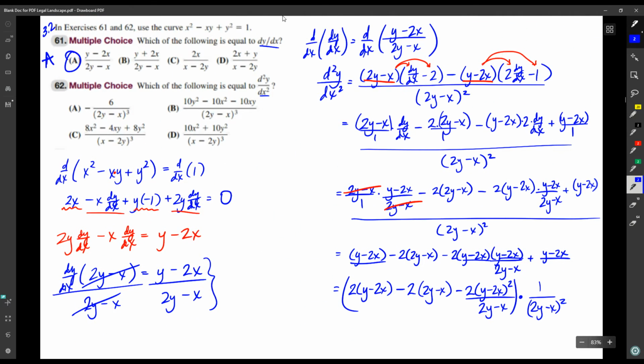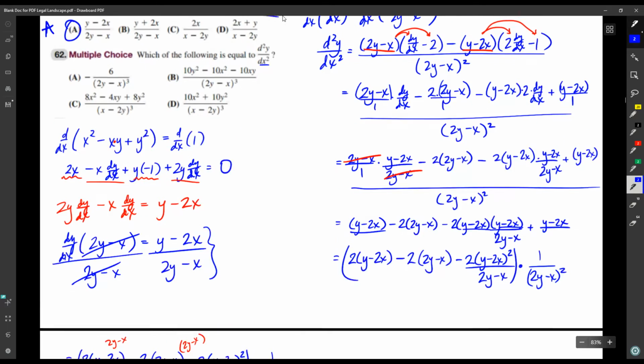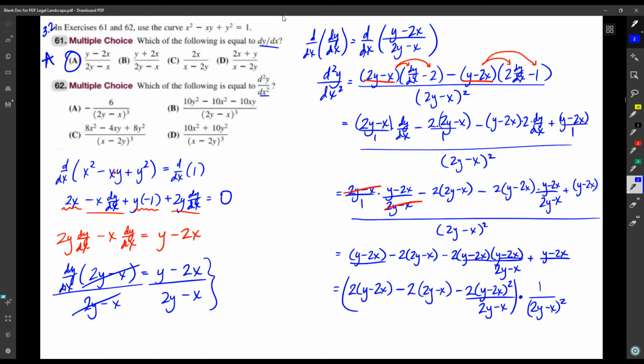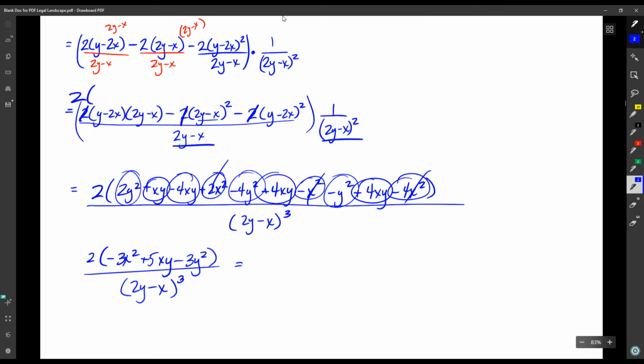So is that looking anything like any of my answer choices? 6, 10, 6. Not a lot yet. 3, 5, 3. X squared plus 10xy minus 6y squared. Take out a negative, and then that would be 6x squared minus 10xy plus 6y squared. Does that factor? I don't think so.